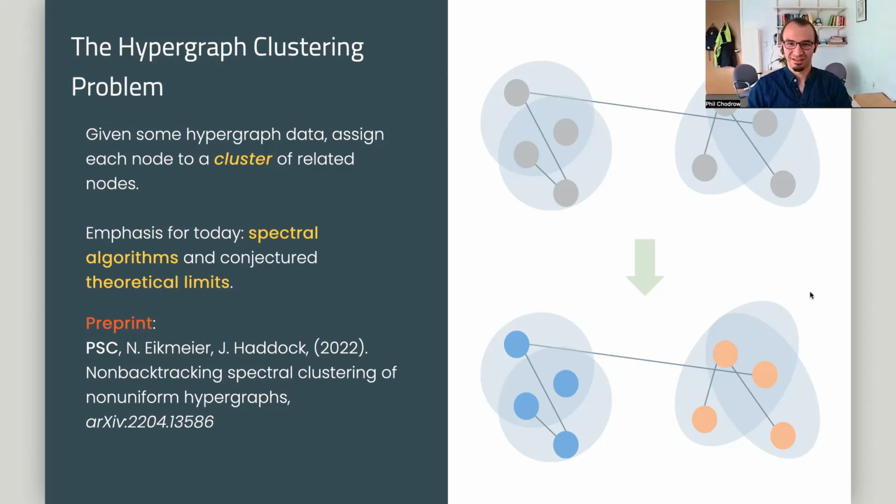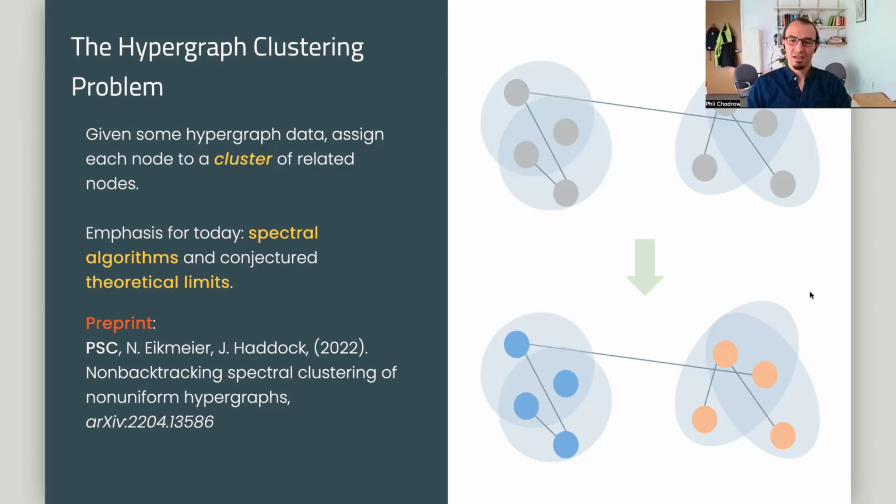Of course, in actual applied science, we can't eyeball it. We have larger data. We have more complicated data. The situation is not as clear. We need some algorithms. So the emphasis for today is on spectral algorithms, but also what those spectral algorithms can tell us about the theoretical limits of our ability to actually do this task. And if you're interested in some honestly pretty gory details about the story I'm going to tell, then you can find an archived preprint by the same title, Non-Backtracking Spectral Clustering of Non-Uniform Hypergraphs.